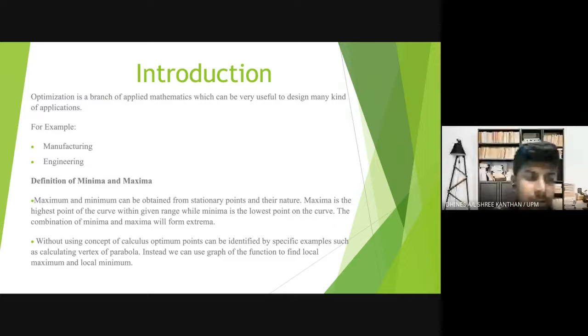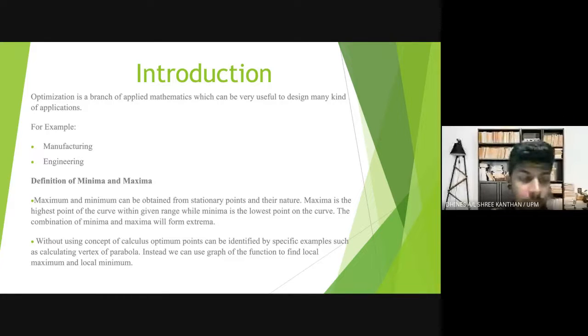Introduction. So I'll be explaining the introduction. Optimization is a branch of applied mathematics which can be very useful to design many kinds of applications, for example, manufacturing and engineering. This kind of minima and maxima problems can be used to obtain the stationary points and their nature. Maxima is the highest point of the curve within the given range, while minima can be said as the lowest point of the curve. The combination of minima and maxima will form extrema points.